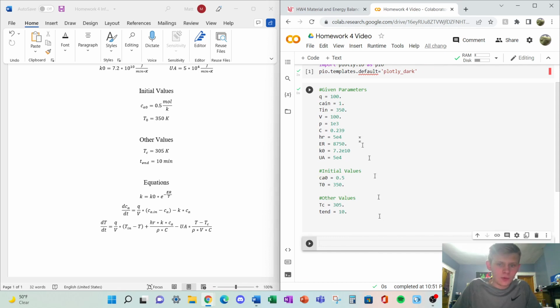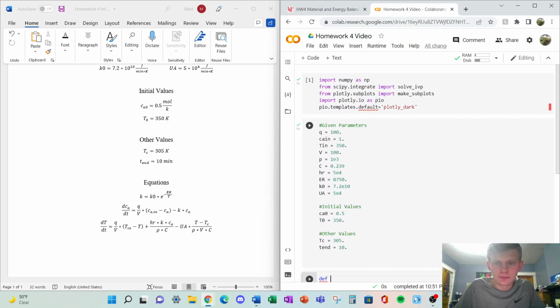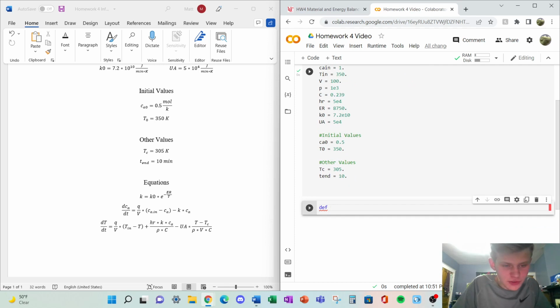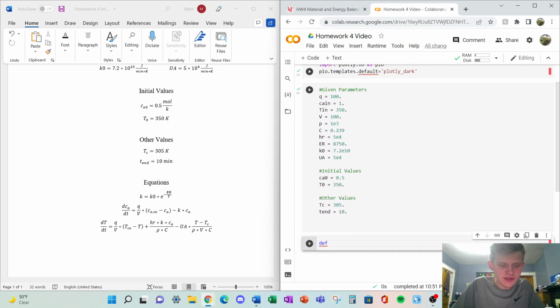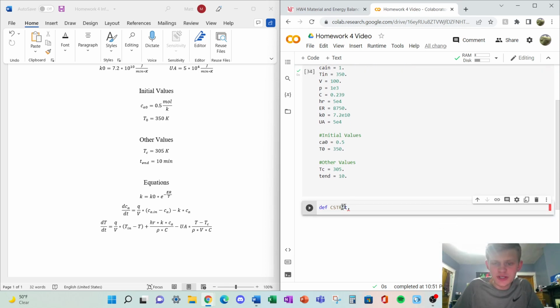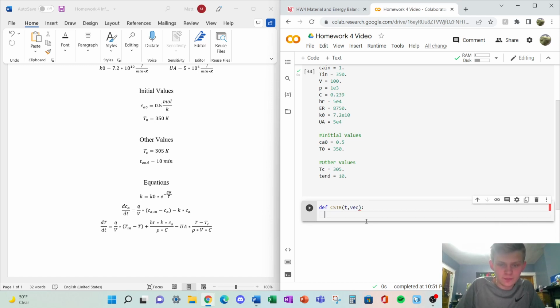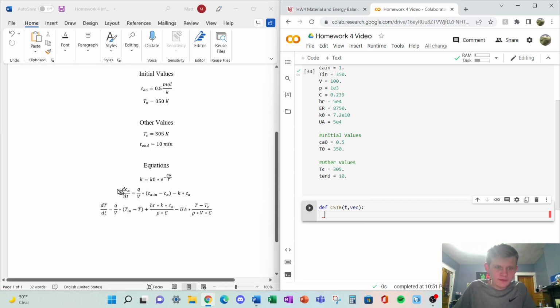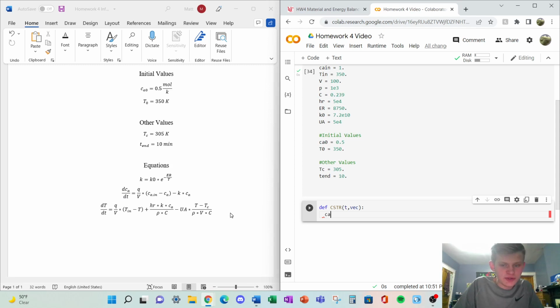So what we're going to do next is create a function for our integration function, our solve IVP. Since it's a constantly stirred tank reactor, we're just going to call it that. We need two arguments: t, which is time, and our vector, which is our dependent variable. Since we have two dependents, concentration and temperature, we set our concentration and temperature equal to our vector.